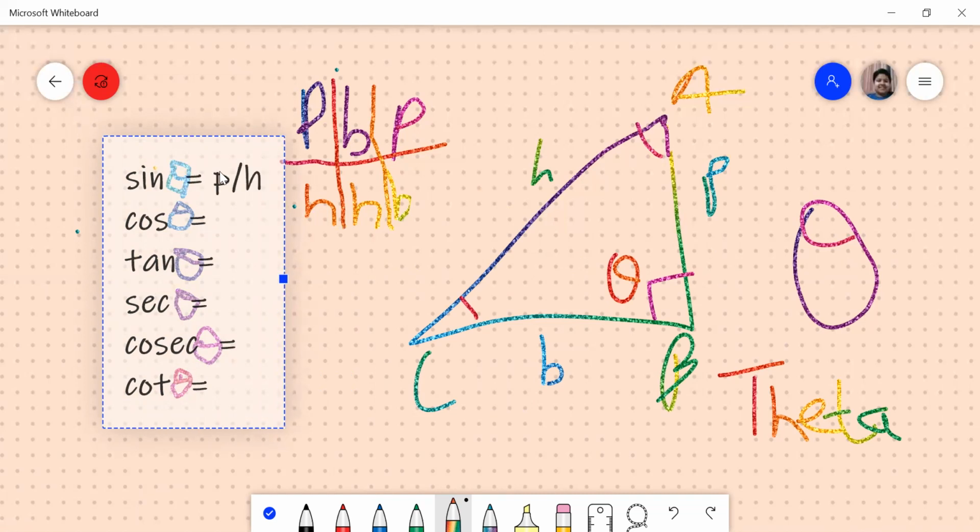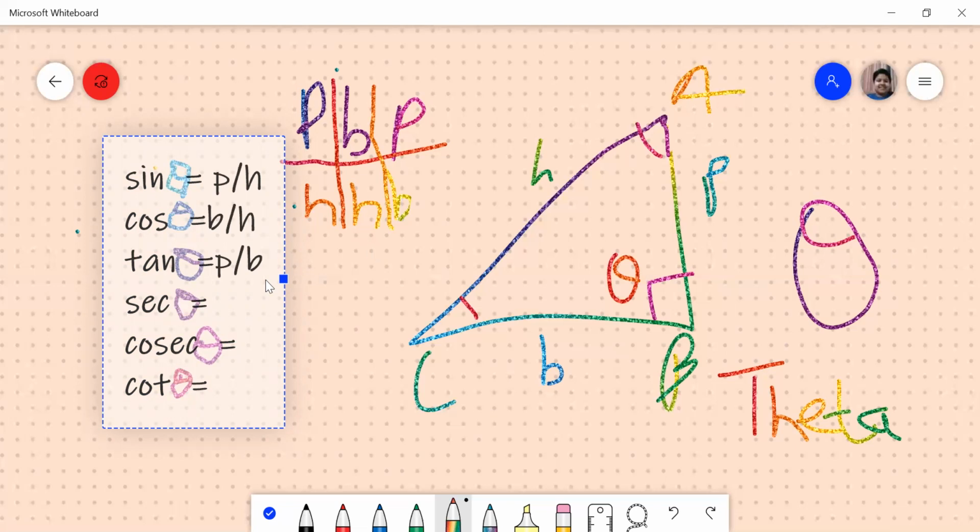So cos theta, the formula would be B by H, which is base by hypotenuse. When we go down, tan would be P by B, which would be perpendicular by base.